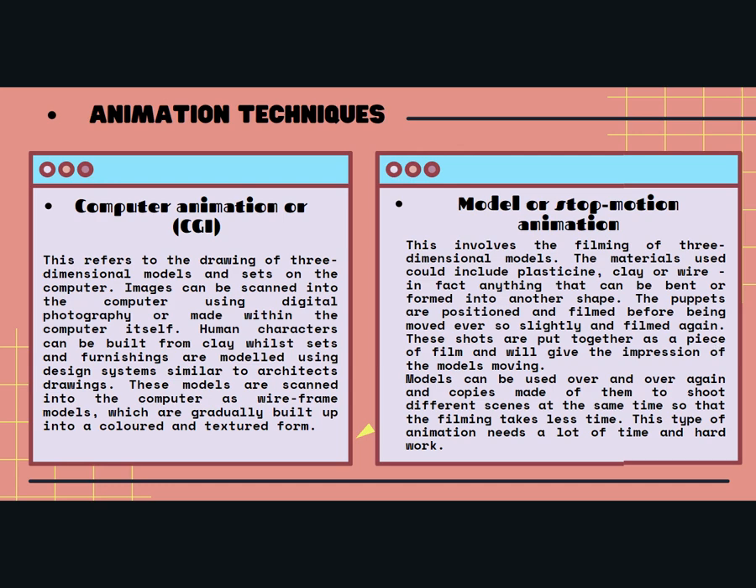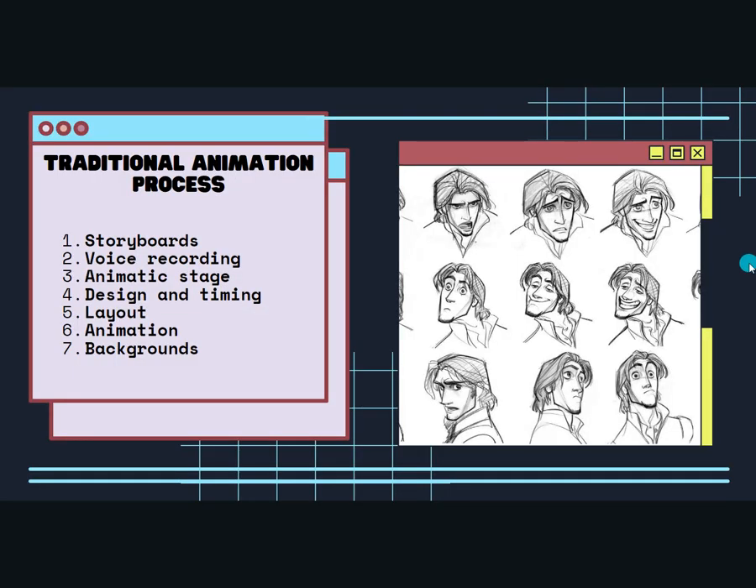So we are now done with the traditional process in making animation. This is the last part of the discussion. I have here the seven traditional animation processes. The first one is the storyboard, then voice recording, animatic stage, design and timing, the layout, animation, and the background.